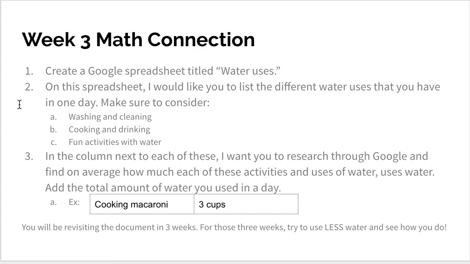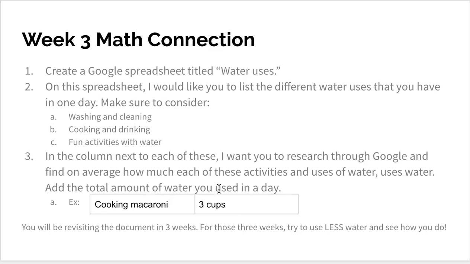In the second column, I want you to either measure or research and find out how much water, on average, whatever activity you did uses. So for example, after cooking macaroni, I used 3 cups of water, and you're going to list this for all the uses in one day. At the end of that, I want you to add all of those up and see how much water you used in a single day.